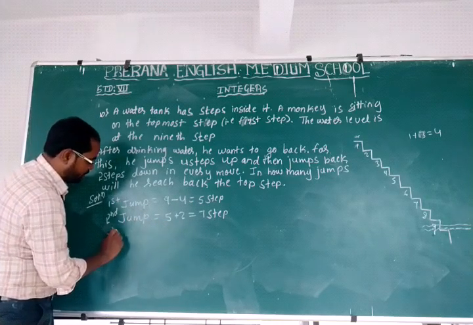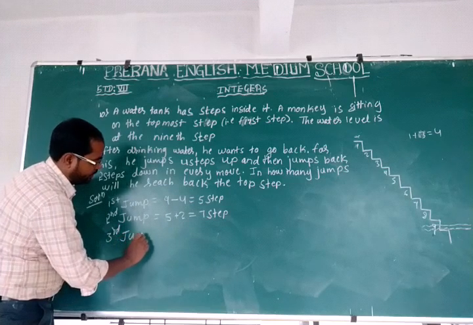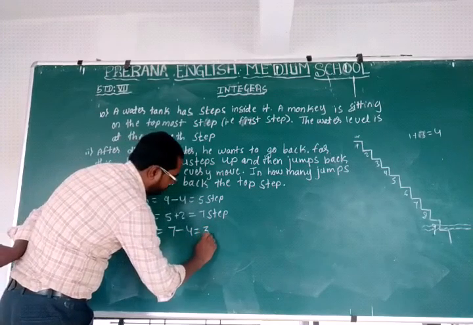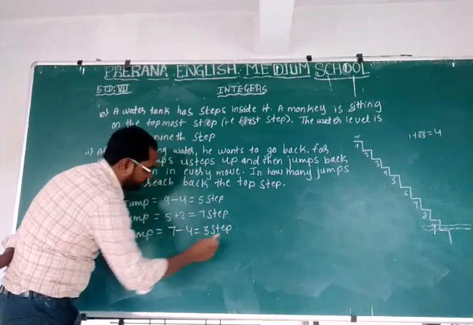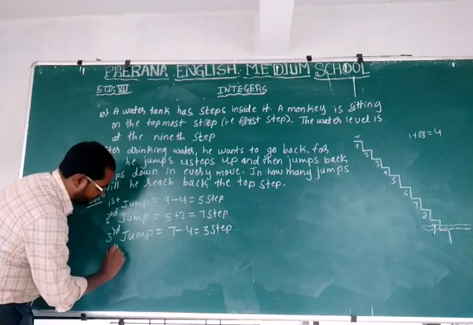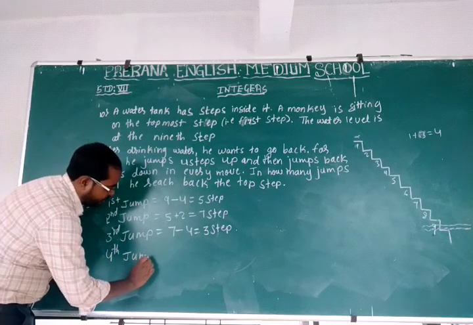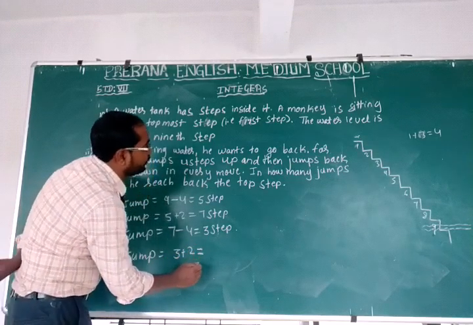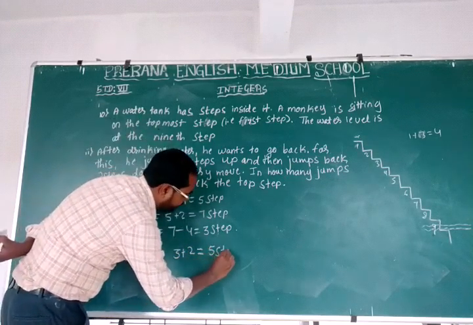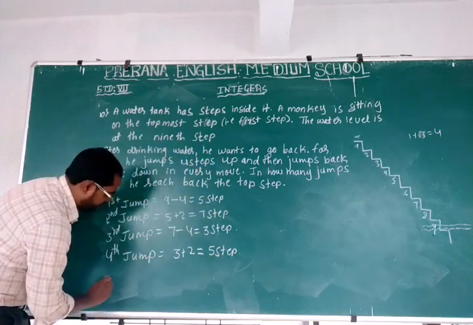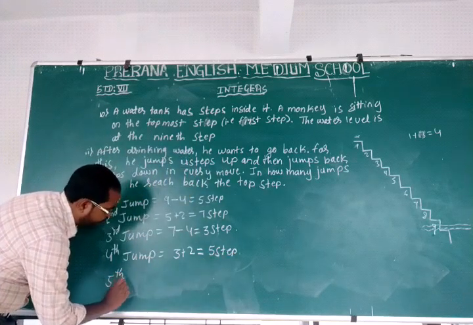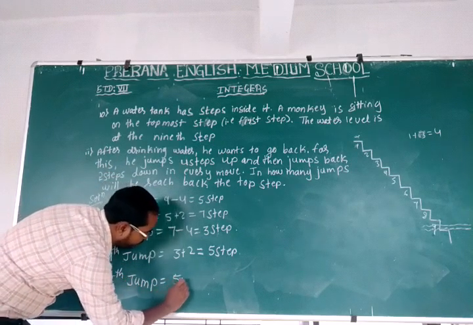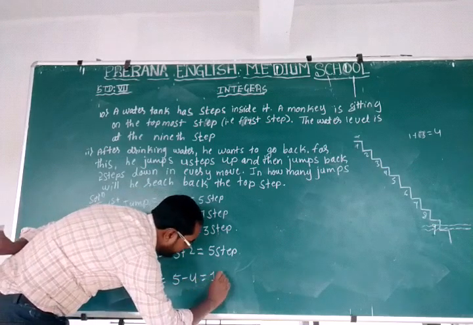So third jump will be 7 minus 4. It reaches the 3rd step. Here fourth jump will be 3 plus 2, which is equal to 5th step. Now it has reached the 5th step. Next, 5th jump is equal to 5 minus 4 is equal to, it reaches the 1st step.